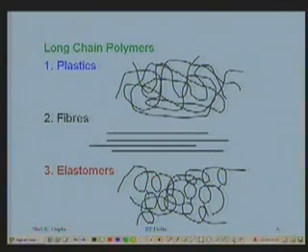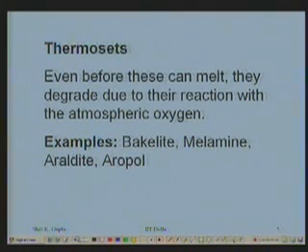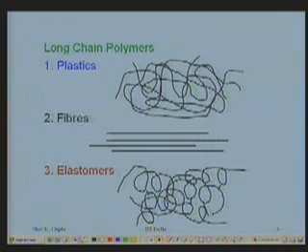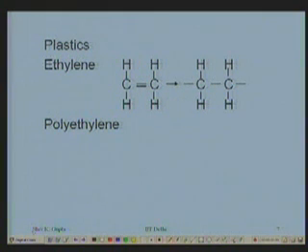But these are the three basic arrangements of chains in space as far as structure is concerned in long chain polymers, and because of the arrangement, these are called plastics, they are called fibers, and these are called elastomers, because they behave in a rubber-like manner. We'll call them elastomers. Now we shall look at the plastics first, then we'll look at some of the fibers.